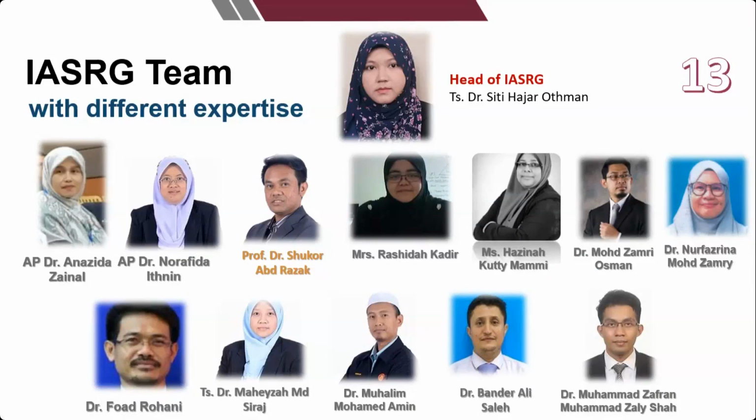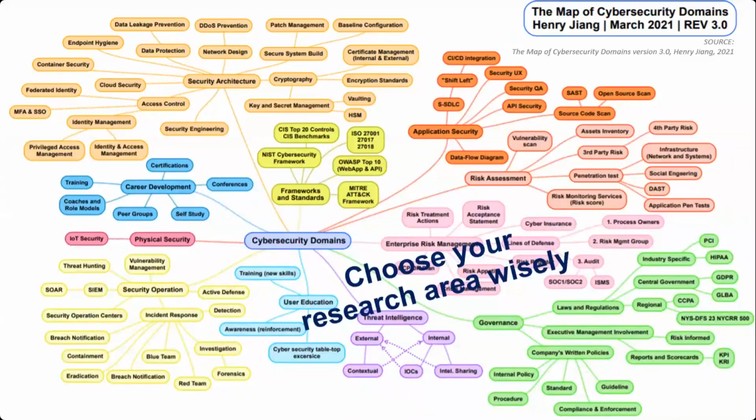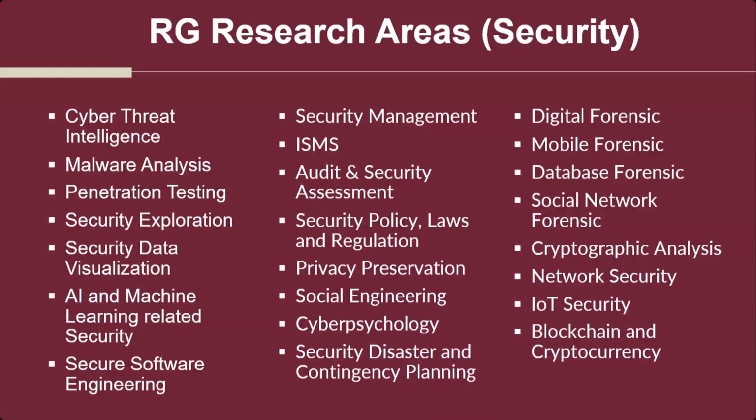For example, an RG will have lots of research areas. This is an example of research areas in security. There are a lot, can you see that? Cyber threat intelligence, security policy, database forensic, digital forensic, security data visualization, and then cyber psychology, social media, phishing, and so on.